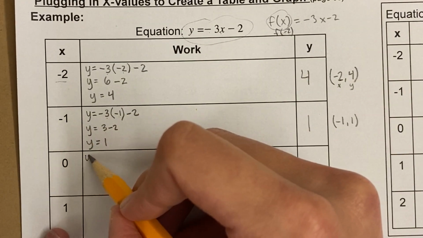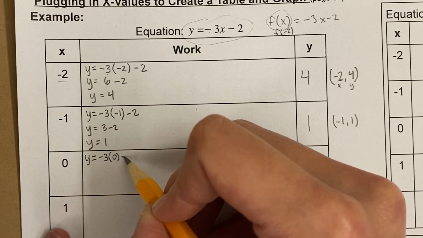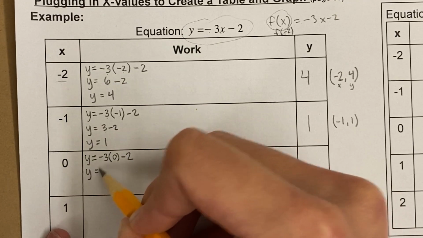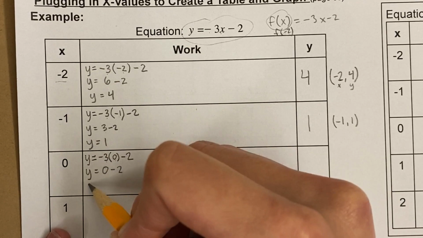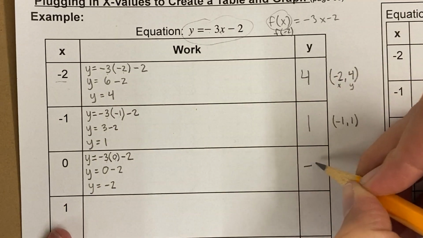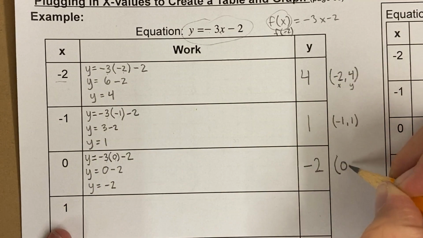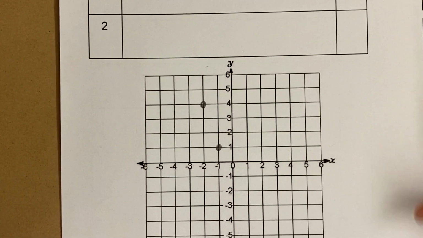Here I'm plugging in 0. Now I'm multiplying -3 times 0. That's 0, minus 2. 0 minus 2 is -2. So when x is 0, y is -2. So that's this point, 0, -2. I'm going to graph it.